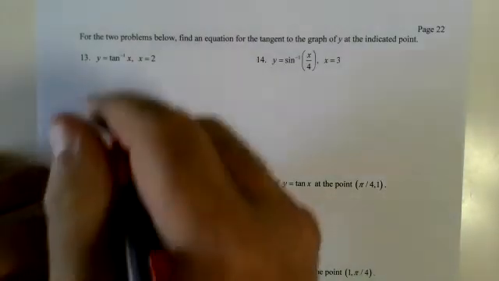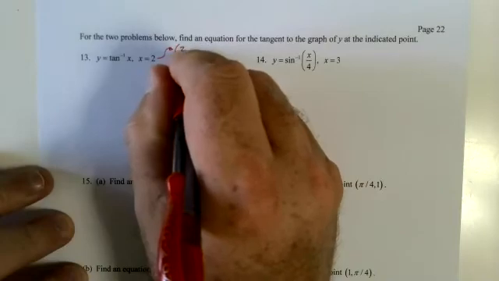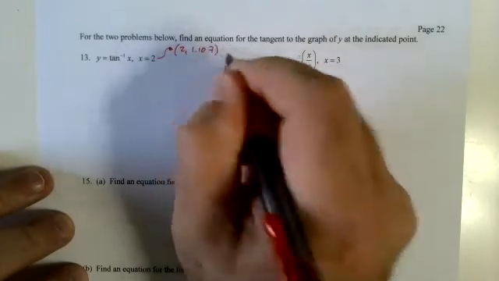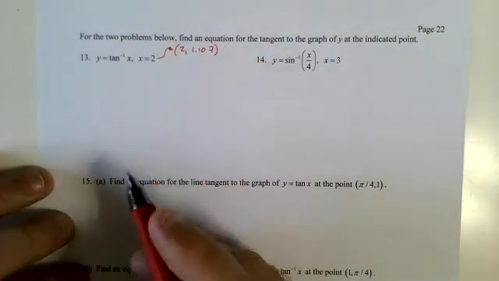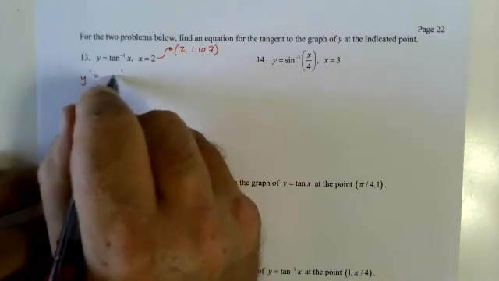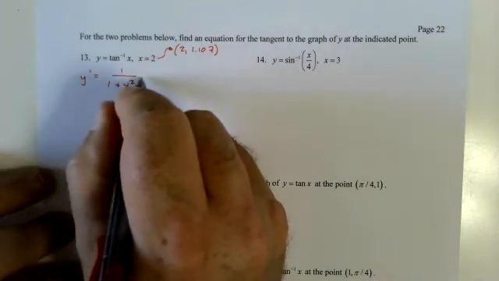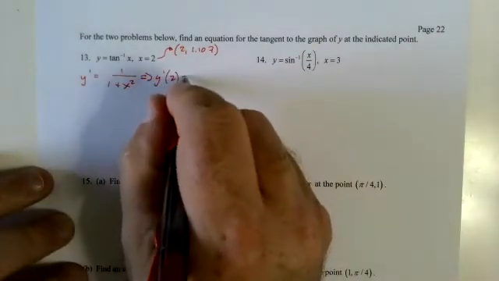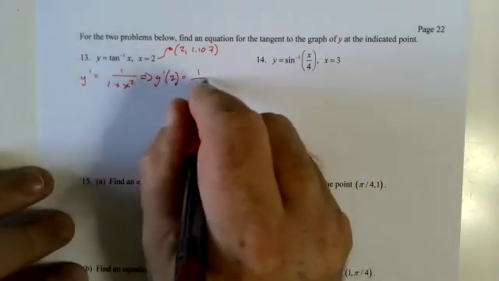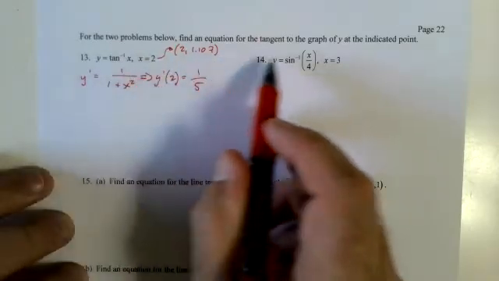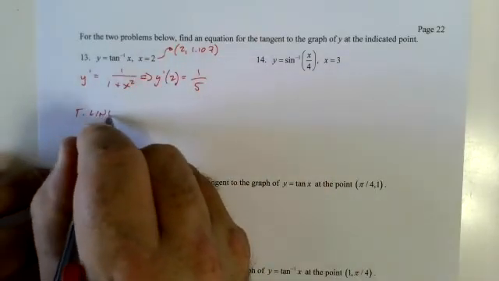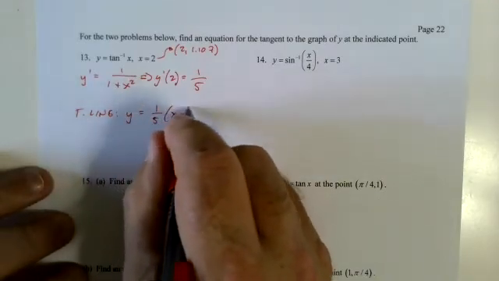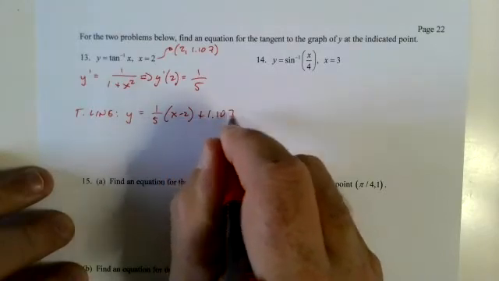Find the tangent line, so I need a point. So 2 comma, plug it into arctangent in my calculator, I get 1.107. That's hideous. I could just say arctangent of 2, but yeah, we can do better than that. Y prime equals 1 over 1 plus x squared. Y prime of 2 equals 1/5. Tangent line: y equals 1/5 times x minus 2, plus 1.107.